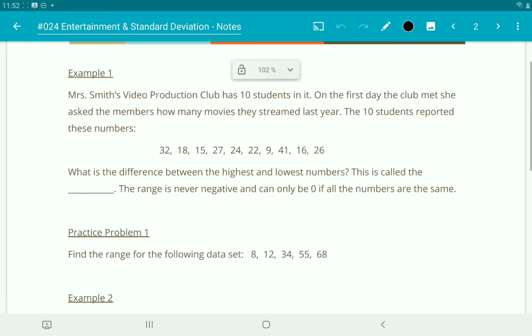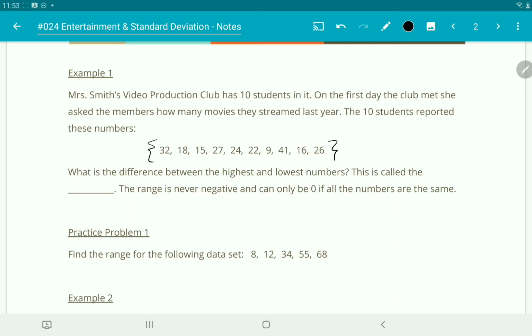So looking at example 1, Mrs. Smith's video club has 10 students in it. On the first day the club met, she asked the members how many movies they streamed last year. I don't know how they counted, but they did. The 10 students reported these numbers. Okay, so we got the numbers here. Draw a little curly brackets around it, to show it's a data set.